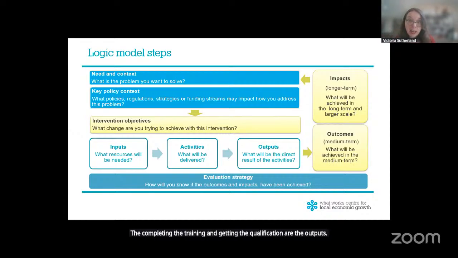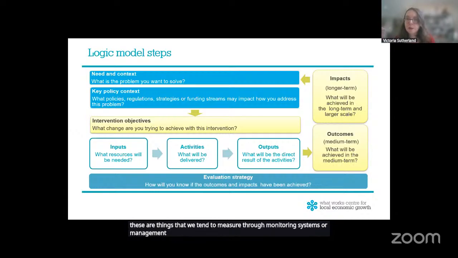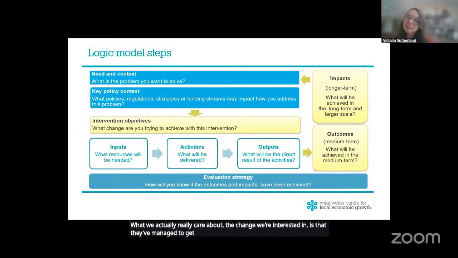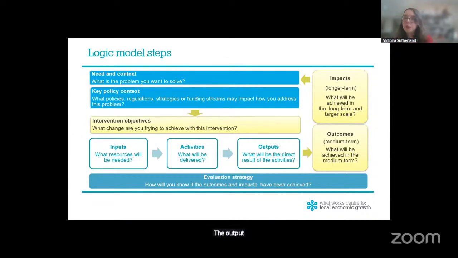Okay, so these are things that we tend to measure through monitoring systems or management information systems. But the reality is, we don't generally actually care that much about whether people have completed the training or got the qualification. What we actually really care about, the change we're interested in, is that they've managed to get into work and sustain work. And I think that's quite a useful way of thinking about the difference between the outputs and the outcomes. The outcomes are the change that we're trying to see. The outputs are the deliverables that are going to take us on the route towards that change.